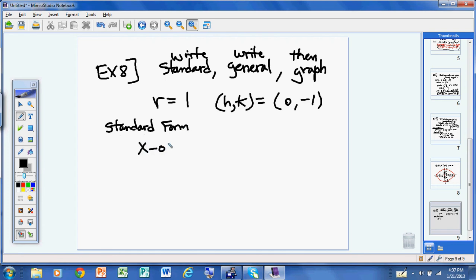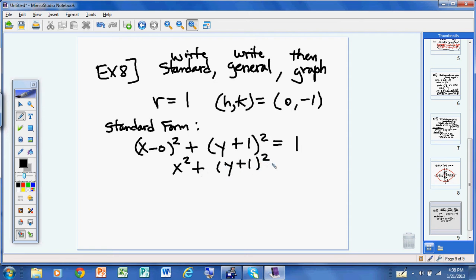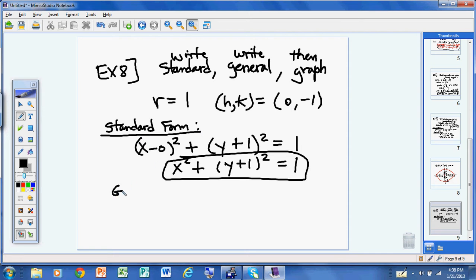Okay, so here's the standard form. X minus 0 squared plus y minus a minus 1, which now changes to a plus 1, squared equals 1 squared, which is 1. Okay, that's standard form, which can be condensed to just x squared plus y plus 1 squared equals 1. Okay, then we want general form.